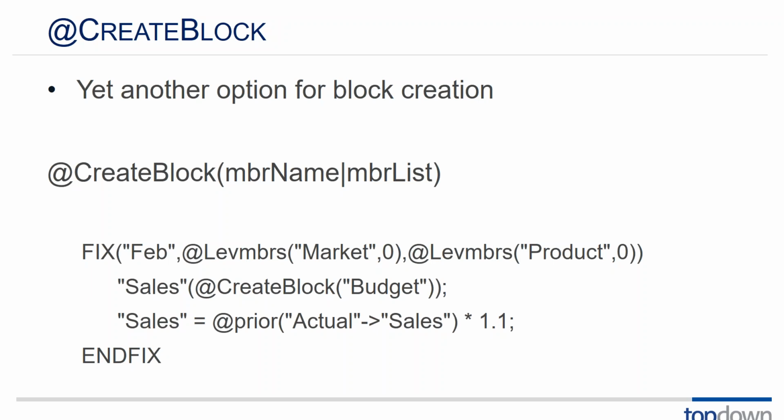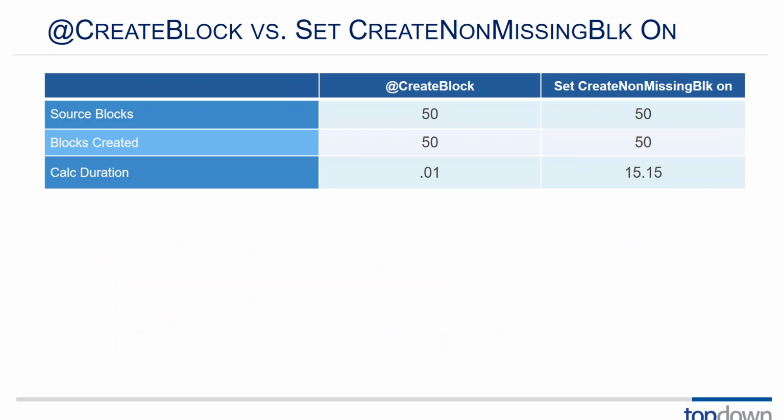Okay. So block creation is a thorny problem, with many different ways to address it. But at create block, as you can see down here, allows us to create blocks if we know where the blocks need to be created. So we can deliberately create them. We'll create all of them in that range that we specify, so we may create more blocks than necessary. But the big advantage to create block: many people use set create non-missing block on, and that's a well-known, terribly performing setting. Does the job, but it's really slow. You can see that in this case, create block did the same job in 0.1 seconds that create non-missing block did in 15 seconds. So this is a much better option than set create non-missing block.